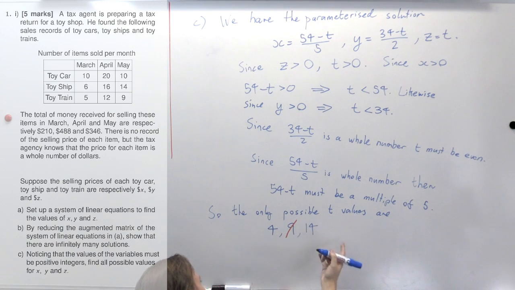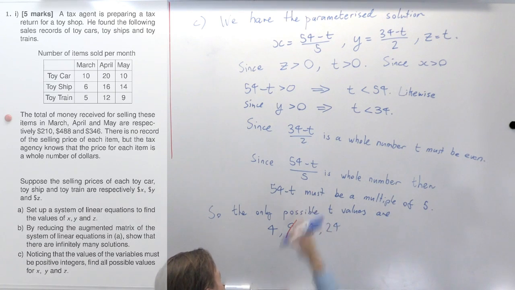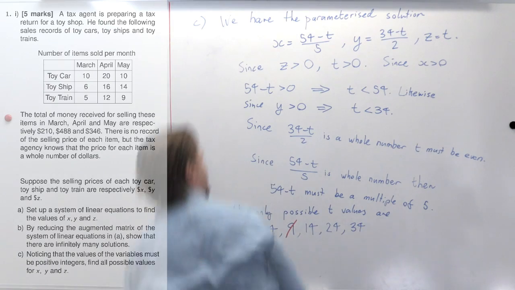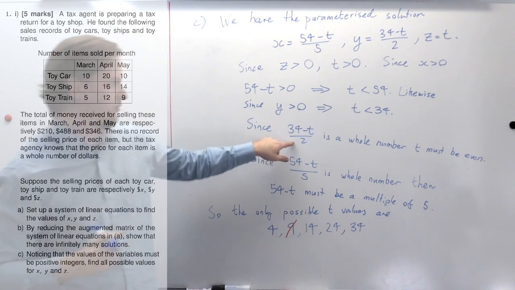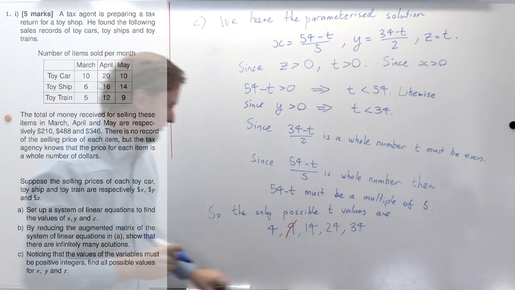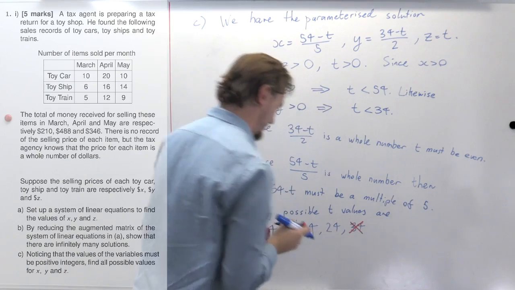Could be 14, that is even, and that does make this a whole number. Again, 19 doesn't work, so the next one is 24, even, and makes that a whole number. And, well, I was thinking about 34, but this should also not be 0. They're not going to sell things for no price. So, yeah, I'm going to say that one's not allowed.